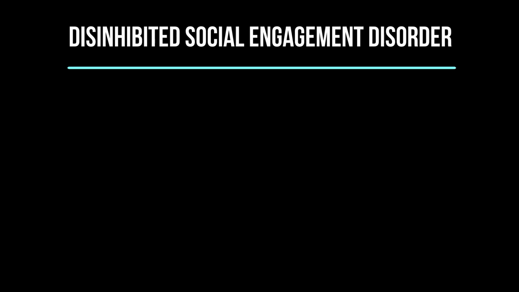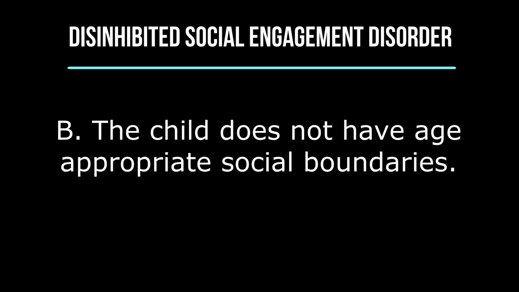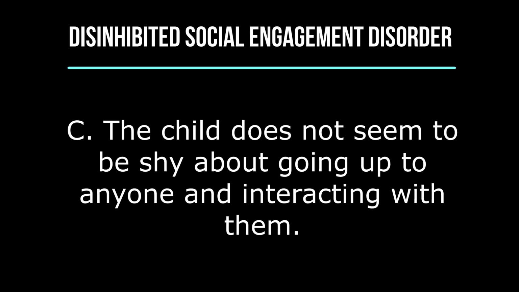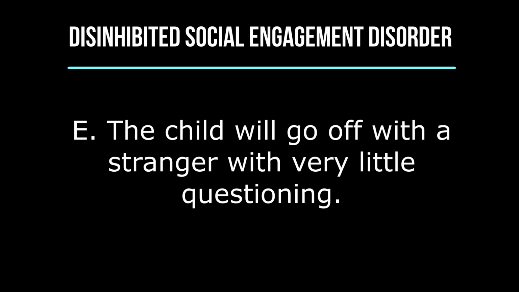In order to be diagnosed with disinhibited social engagement disorder, an individual has to have the following characteristics. A, a child will actively approach and interact with strangers they do not know. B, the child does not have age-appropriate social boundaries that include verbal or physical behaviors. C, the child does not seem to be shy about going up to anyone and interacting with them. D, the individual doesn't seem to check back with their caregiver to see if it is all right with them if they leave. The child seems to venture away into settings that may or may not be dangerous. E, the child will go off with a stranger with very little questioning.